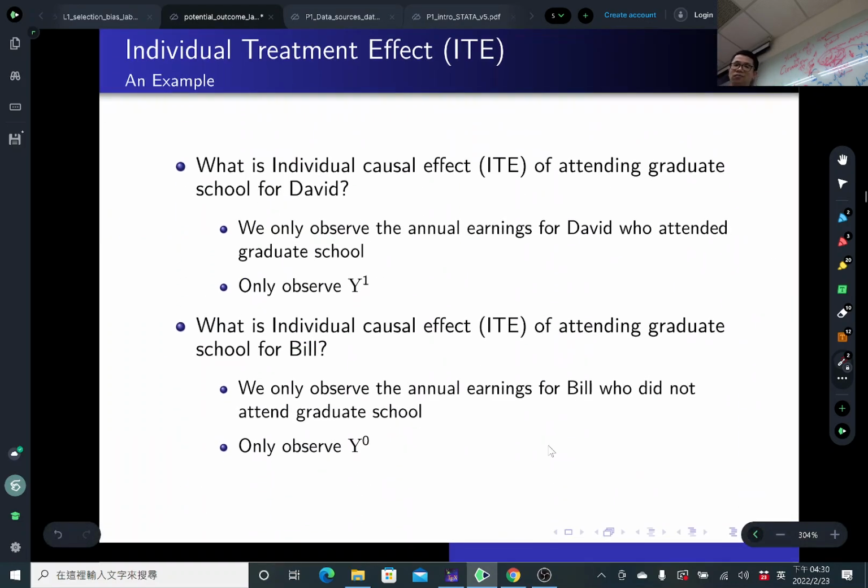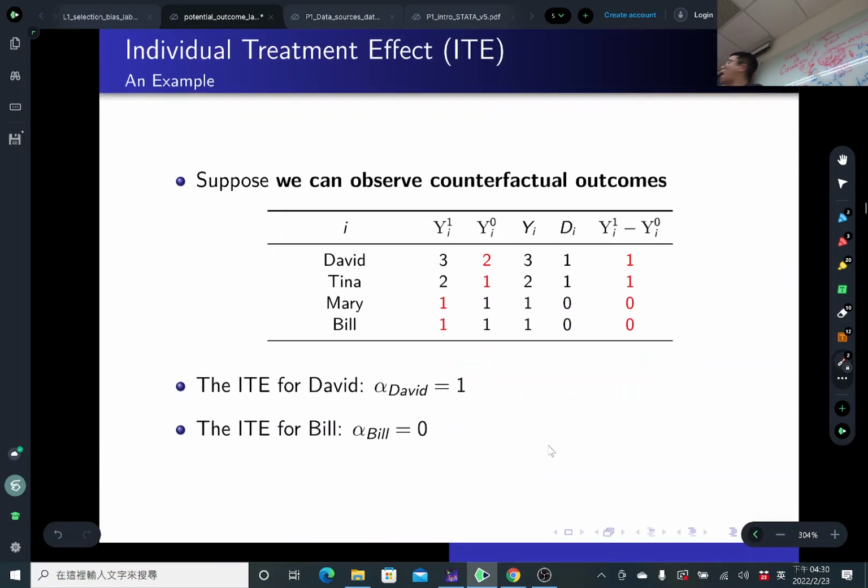So what if we could observe the counterfactual outcome? That would be very easy. You wouldn't need to register in this class. You could just take another course. You just do a simple calculation, and you can get the causal effect if you can observe the counterfactual outcome.